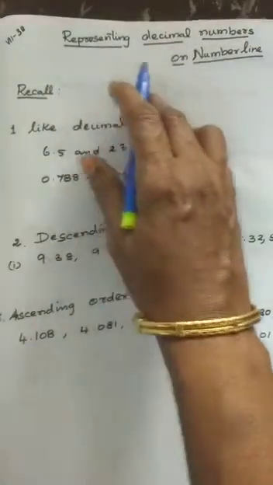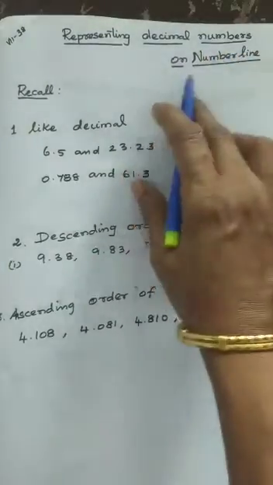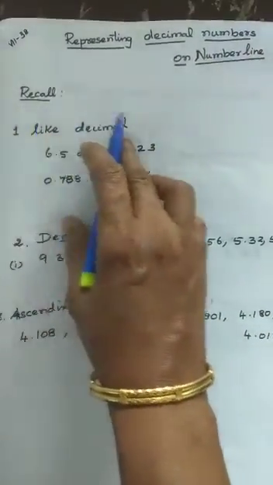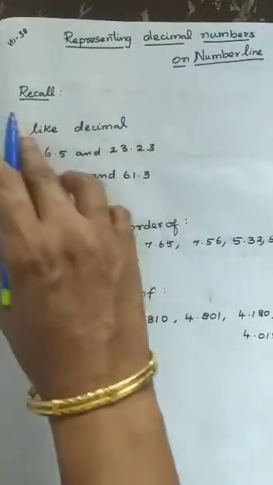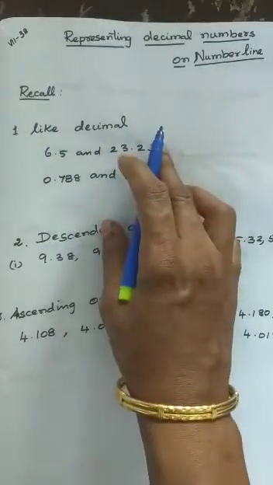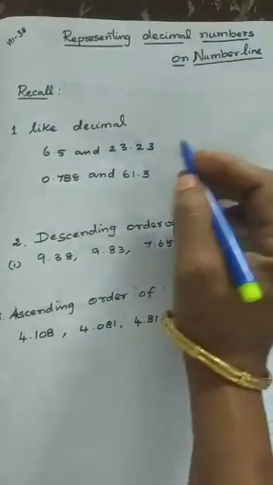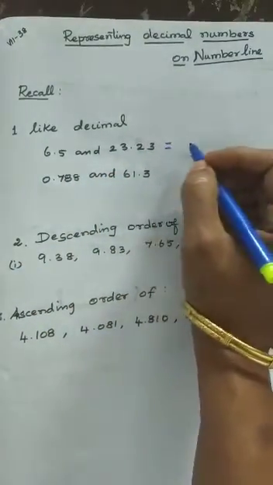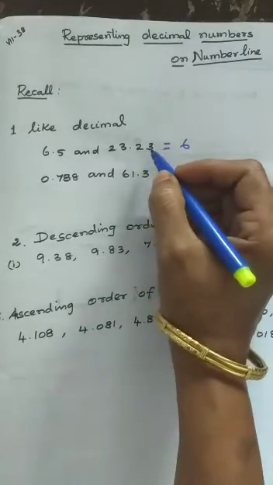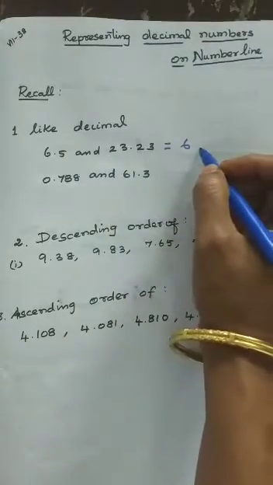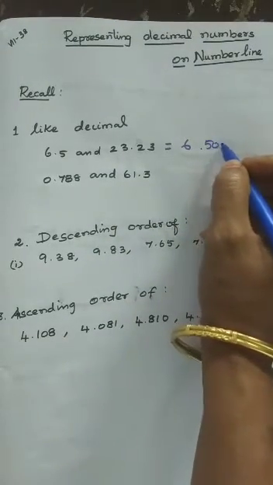Today we are going to see representing decimal numbers on number line. In the last class we have seen about decimal numbers. We shall recall that, like decimals 6.5 and 23.23. You have to make these like decimals. Here we have 2 decimal places, here only 1. So you change this to 2 decimal places.